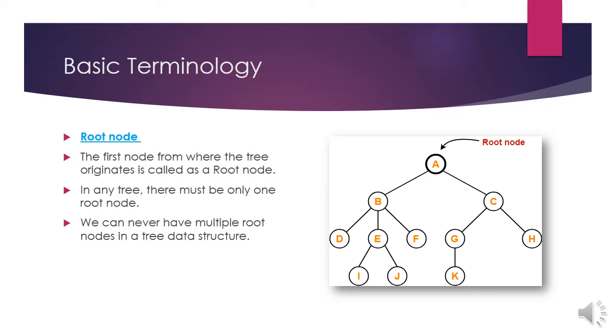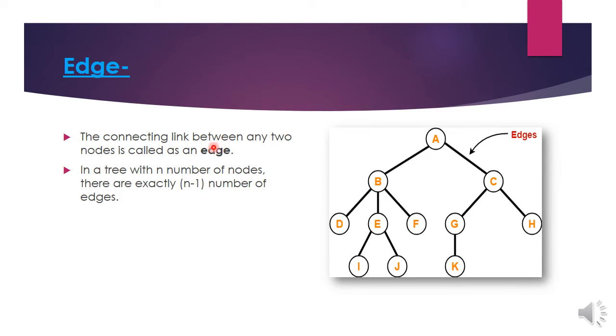Edges. The connecting link between any two nodes is called an edge. So what is a tree? It is a set of nodes or elements, and those nodes are connected through some lines, and those lines are called edges. We can see here there are many nodes and many edges; these nodes are connected through lines, and these lines are called edges.